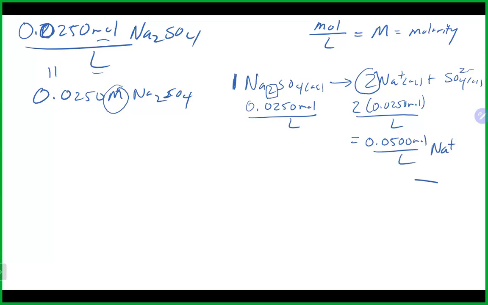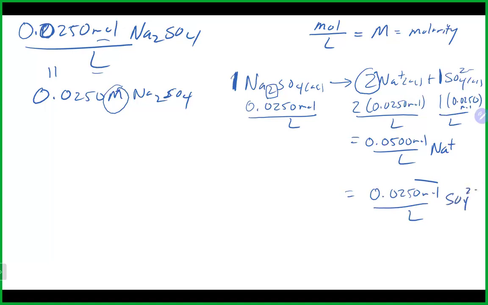When I look at the sulfate, for every one of the whole thing, how many sulfate ions do I get? 1. It's a 1-to-1 relationship, which means I will multiply that concentration by 1 and end up with the exact same number. So if I multiply that by 1, which is the coefficient, we will end up with 0.025 moles per liter of the sulfate ions.